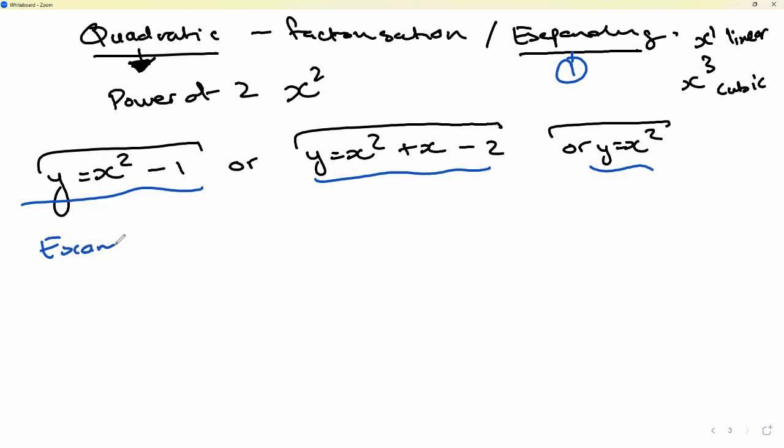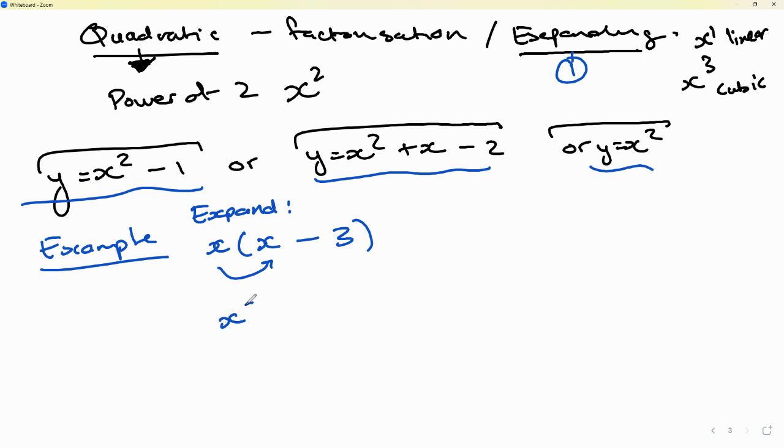So let's look at a quick example of expanding a bracket which ends up as a quadratic. Suppose I've got x inside a bracket minus 3 and x on the outside. And I'm asked to expand the bracket. If I expand this bracket, x times x becomes x squared, and x times minus 3 becomes minus 3x, and I'm done.